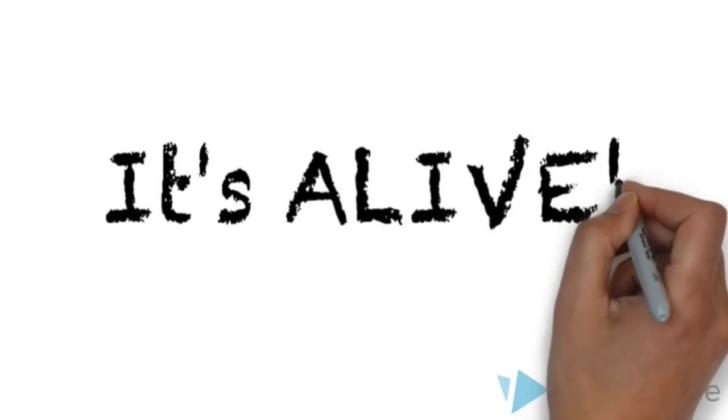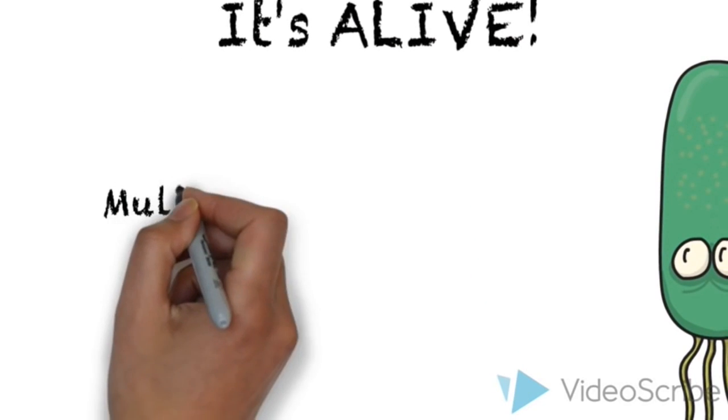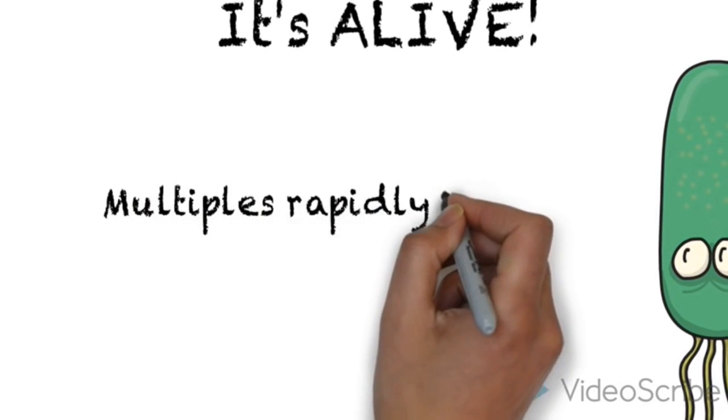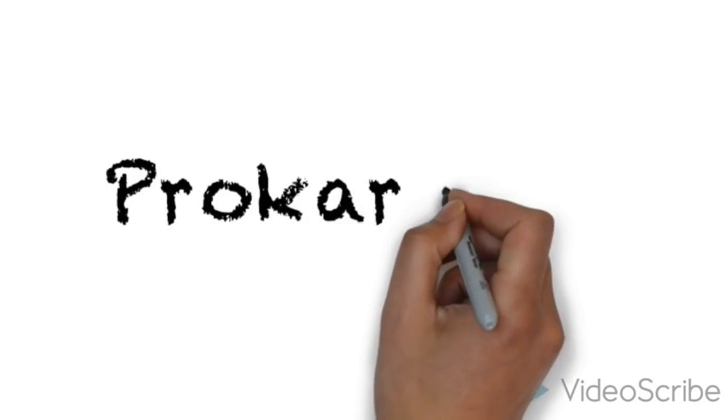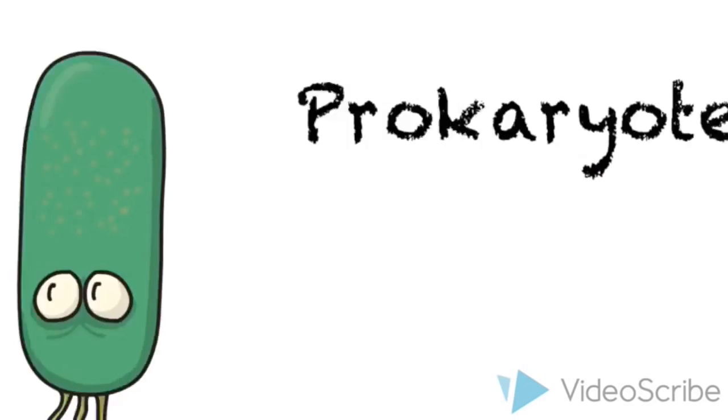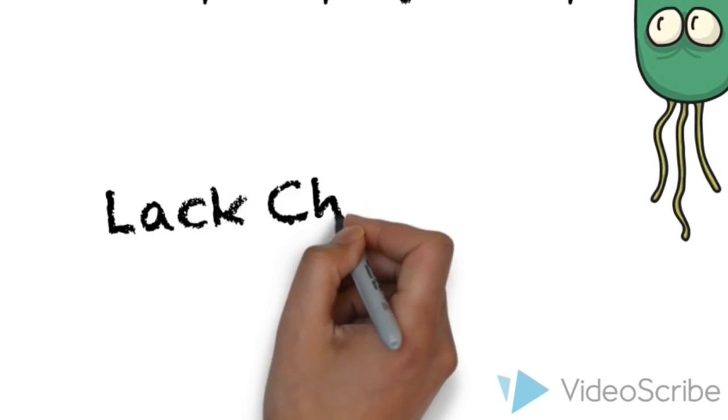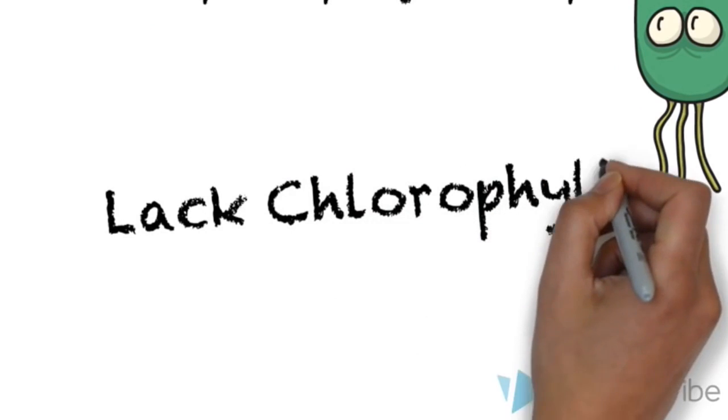Bacteria is alive and only has one cell. It is multiplying rapidly and found anywhere in clumps of groups. It is a prokaryote, which means it has no nucleus and lacks chlorophyll.